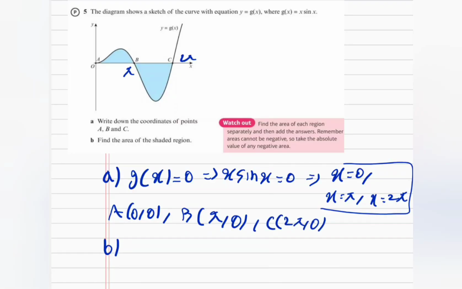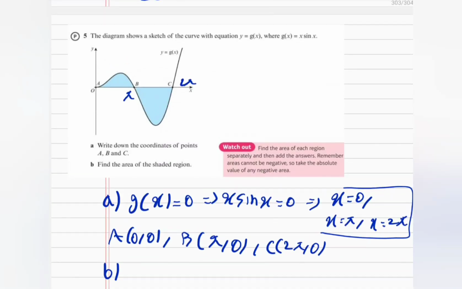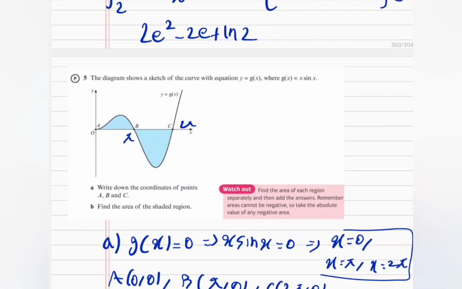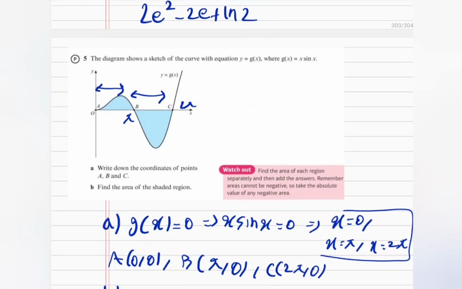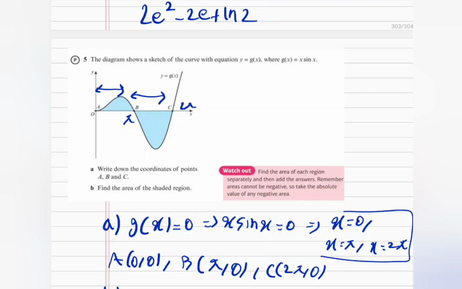Okay, so for part B, we want to find the area of the shaded region. Right, so remember that if we want to find the area of the shaded region, we need to integrate the area under the curve. Now, in terms of integration, we'll have to split the diagram. So first integral will be between 0 and pi, and the second integral will be between pi and 2 pi. But remember, the reason that we do two separate integrals is because the second part, the actual curve, is under the x-axis, and there is a problem with that because that's going to give us a negative output. But remember that area is always positive, so we just take the modulus of that, which gives us positive.